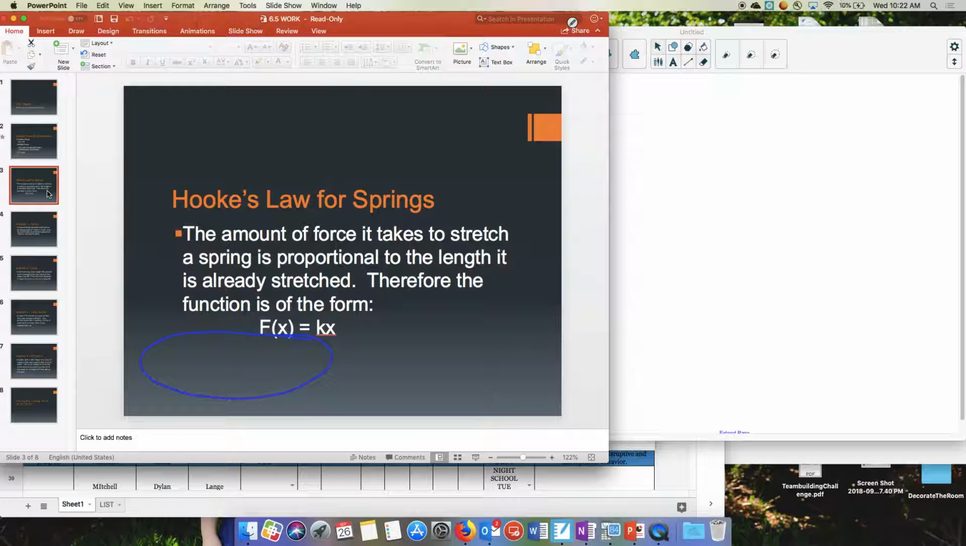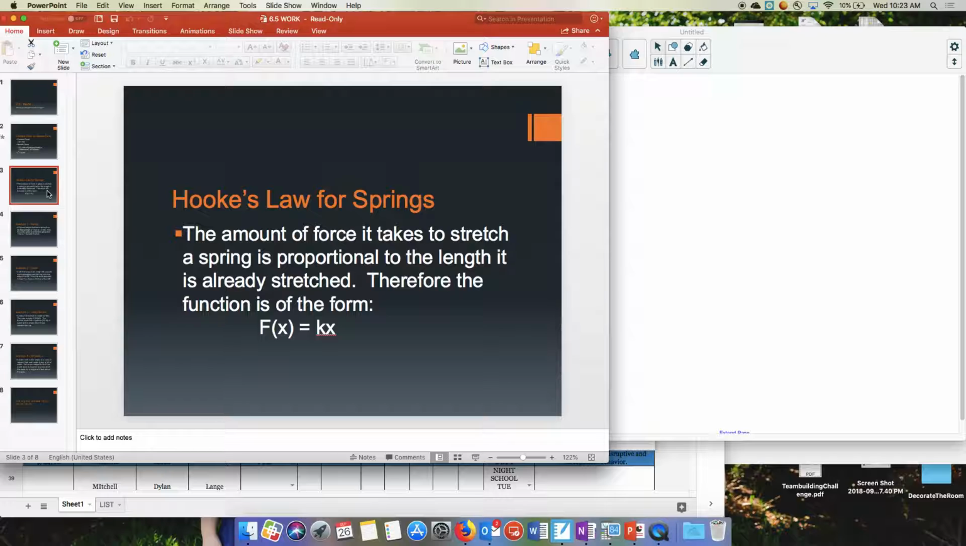So Hooke's law of springs: the amount of force it takes to stretch a spring is proportional to the length that is already stretched. Those of you who have taken physics, which it sounds like is everybody, raise your hand if you've done Hooke's law for springs. I'm in physics right now. So you'll get there.